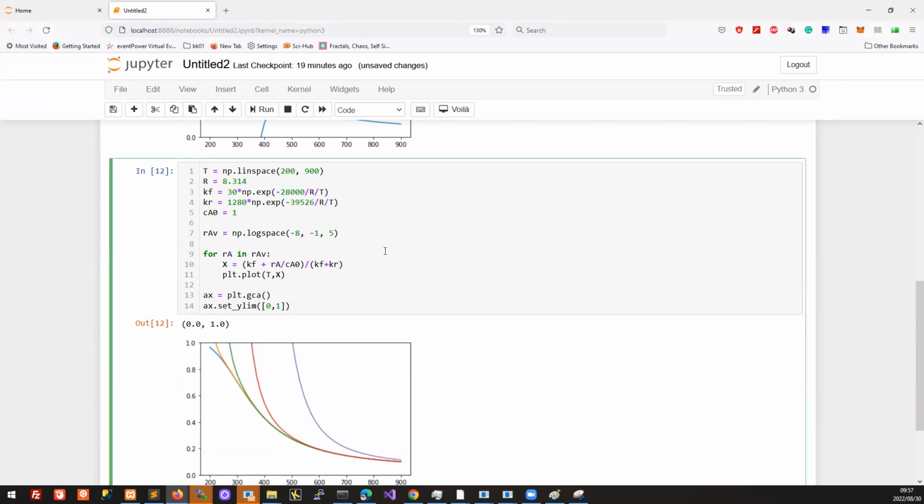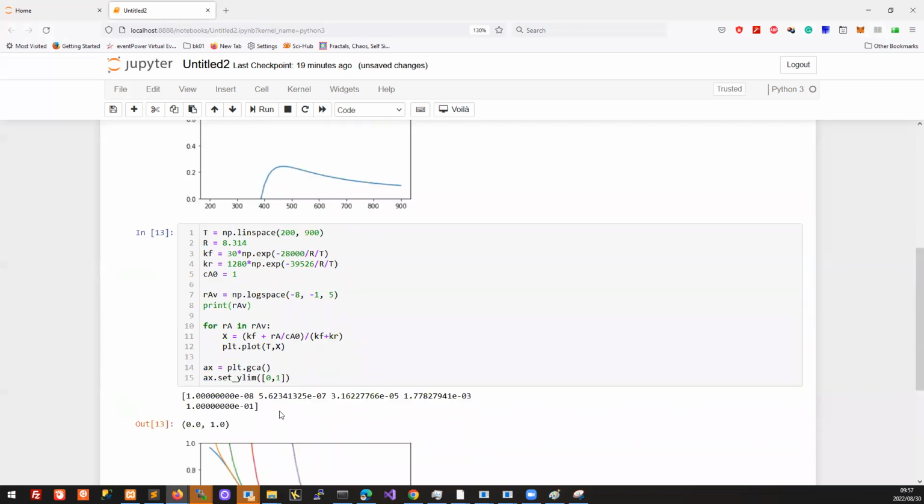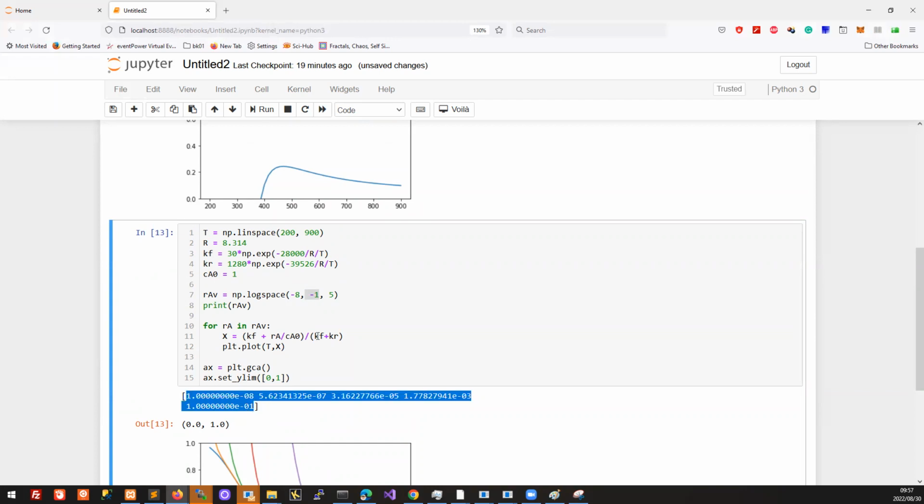By the way, let's print RAV, and you can see when you set a log space, it starts at -8. So this is 10 to the -8. And then the last value is 10 to the -1, which is 0.1. So you are starting with very small numbers, logarithmically small, and it's increasing like that.